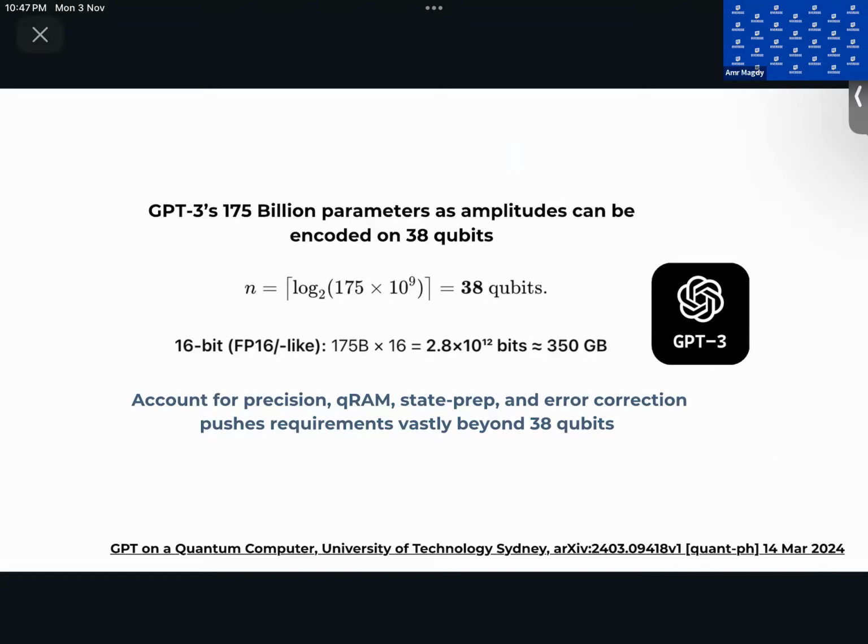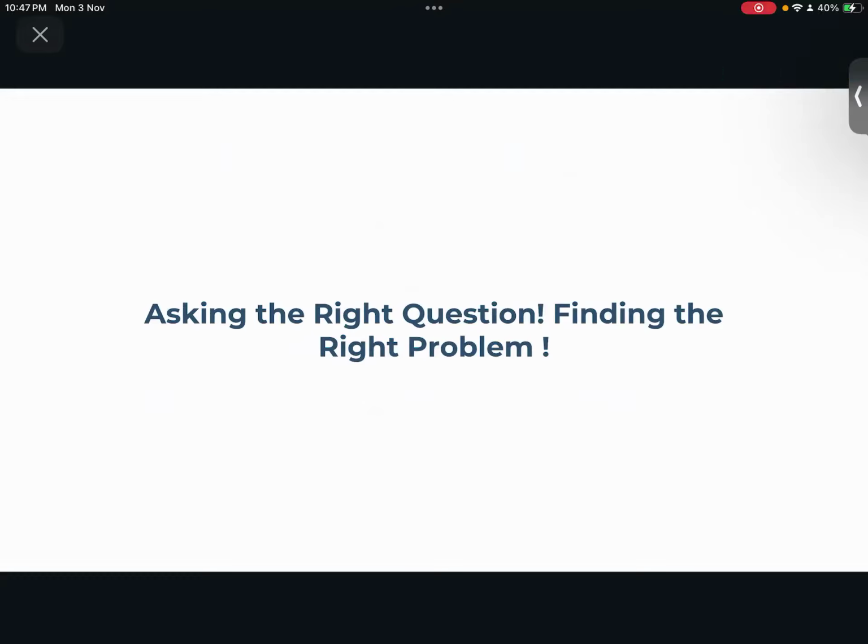So you mean here the coherence time, right? Yeah, because in the previous session we had some discussion about coherence time. Oh, go ahead, please.